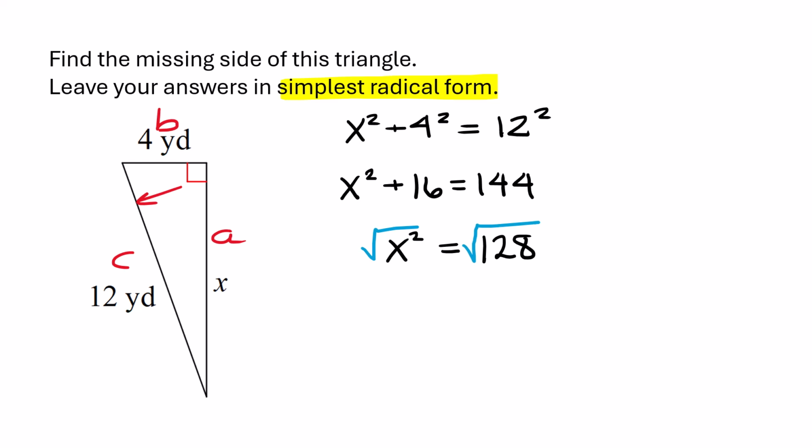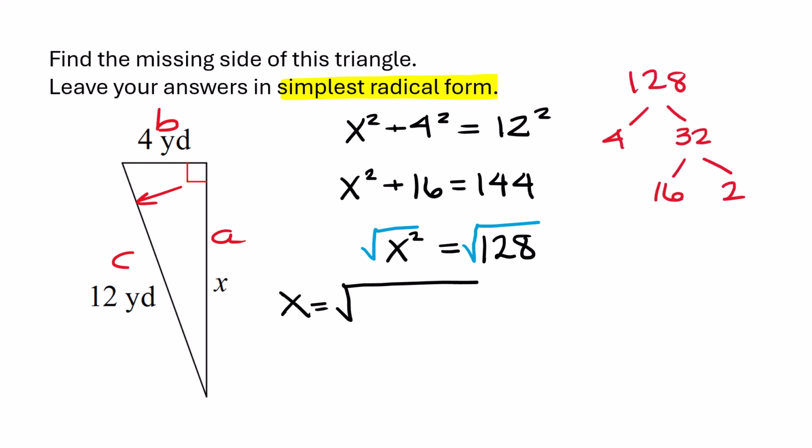So here's what you have to do. We know that the square root of x squared is x. We're going to take that 128 and we're going to break it up. And you don't have to break it up completely. You just need to break it up so you know which perfect squares are factors. So that means 128 is 4 times 16 times 2.